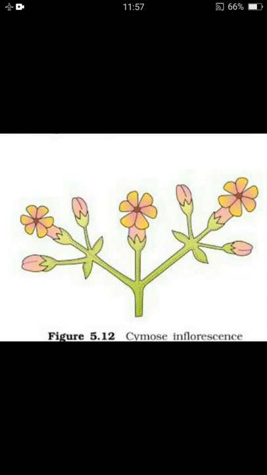So this is important information for cymose inflorescence. For 2 marks category or 3 marks category, they will give you a differentiation question. Differentiate between racemose inflorescence and cymose inflorescence. Understood? So this is inflorescence. In the previous class we had a discussion regarding flower and parts of the flower. Now I am going to explain another important concept, description of some important families. In that category, first I am going to explain Liliaceae family.